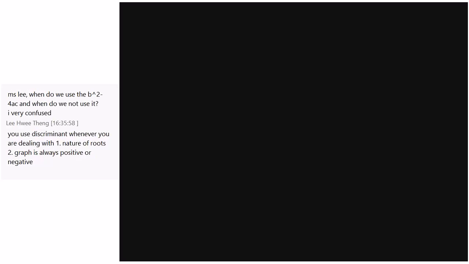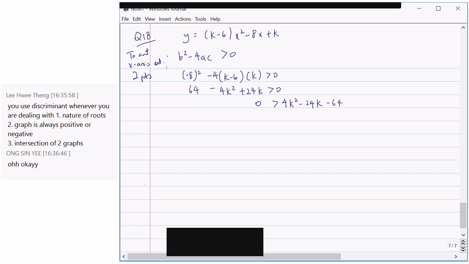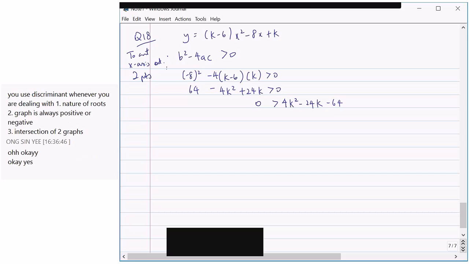The third case is when we talk about intersection of two graphs. When two graphs intersect 2 times, then the discriminant must be bigger than 0. If they intersect 1 time, then equal to 0. If they intersect no time, doesn't intersect at all, the discriminant is less than 0. So these are the 3 cases usually we use the discriminant to help us solve problems. Okay? Okay, continue. You need practice to get the hang of it. For now, we have just started learning, so it will be a bit shaky.